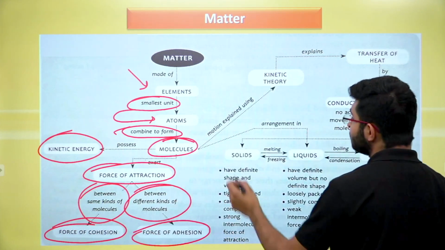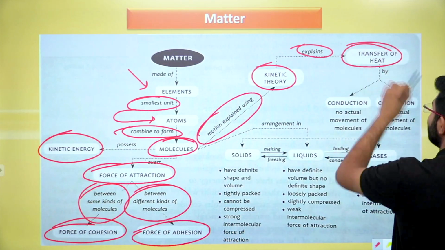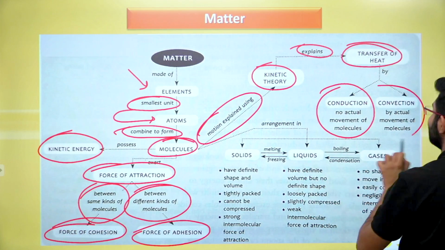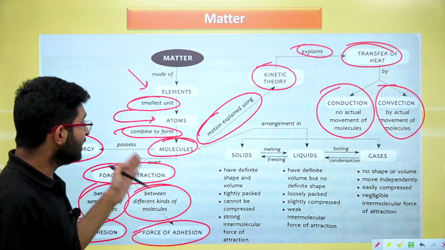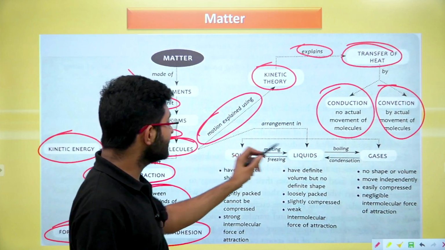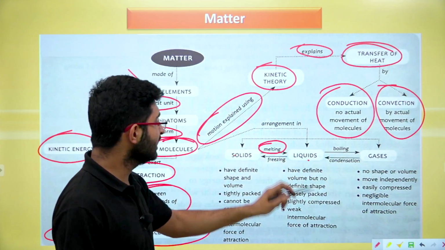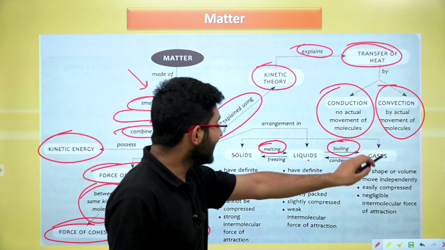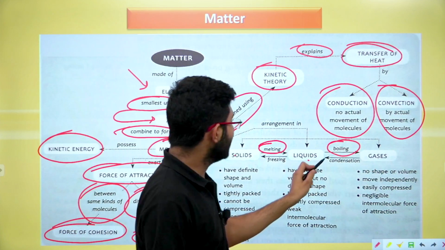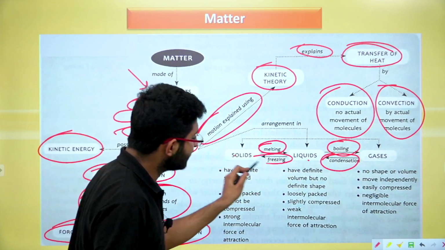Molecular motion is explained using kinetic theory, which explains the transfer of heat by conduction and convection. We have studied that. And molecules are arranged in solid, liquid and gases. When a solid changes itself into liquid, that is known as melting. When a liquid changes into gas, that is known as boiling. When a gas changes into liquid, that is known as condensation. And when a liquid changes into solid, that is known as freezing.